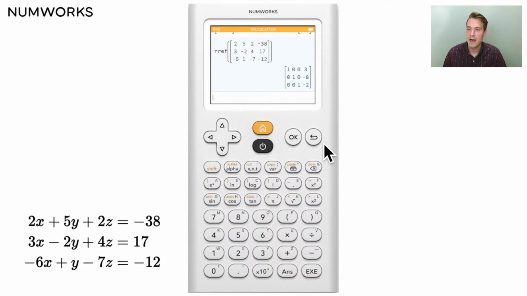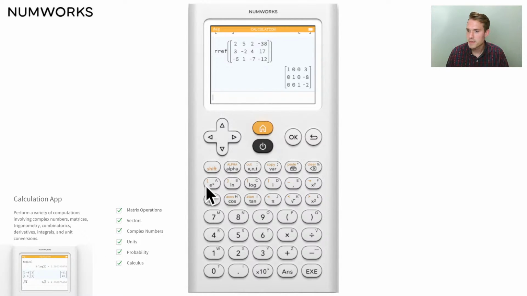And there we have our solutions here. So x equals 3, y equals -8, and z equals -2. We're going to come back to this system of equations later whenever we look at the equations application.